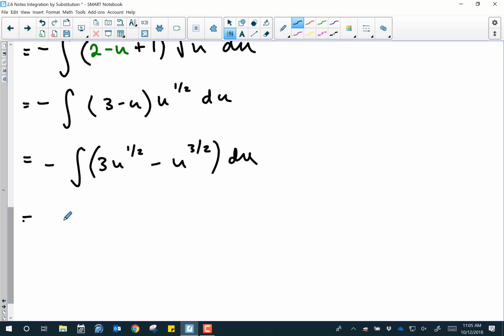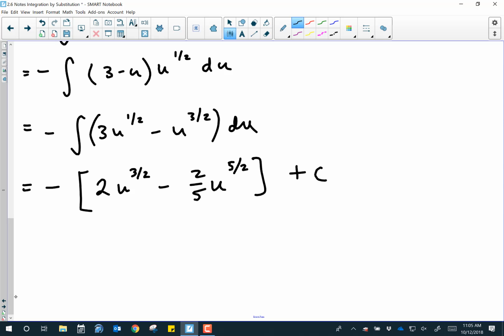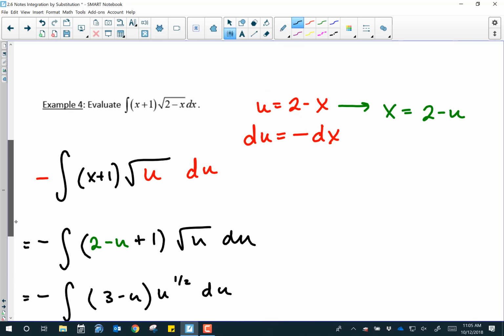So let's go ahead and integrate. So we have negative out front. I'm going to put the bracket to make sure I distribute my negative. U to the 3/2, and then 3 gets multiplied times 2/3. So we get 2u to the 3/2 minus u to the 5/2 with the 2/5 out front plus c. And so now I'm going to distribute my negative and replace my u. So then I'll get 2/5. I like to lead off with a positive. What was u? 2 minus x.